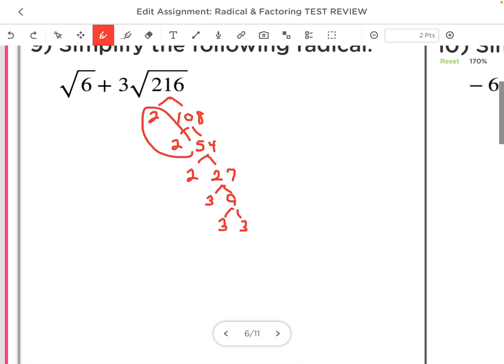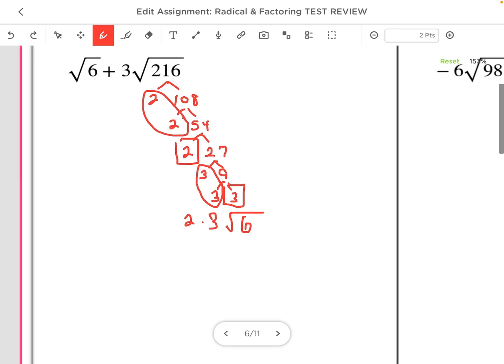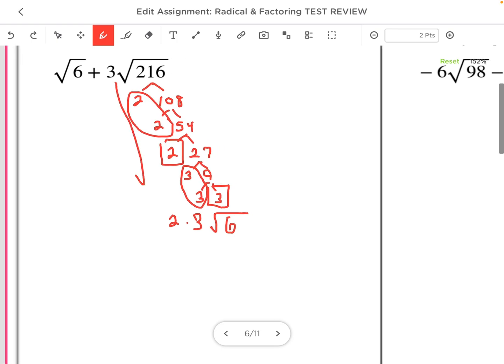So that's a 2 on the outside. That is a 3 on the outside. And then this guy and this guy do not have pairs, so they both have to stay underneath, and we multiply them when they stay underneath. So that would be then the square root of 6 underneath. And don't forget to bring that 3 down. And so all together on the right side, I have 3 times 2 times 3, which is 18 square root of 6.